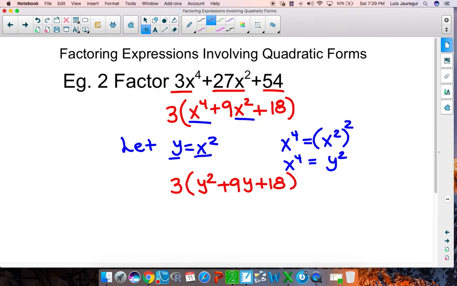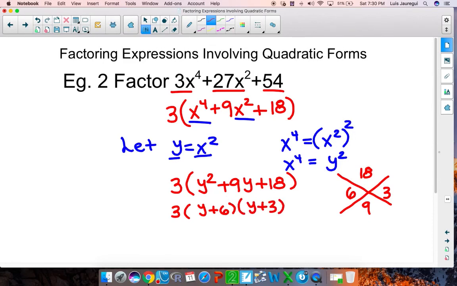Now we're going to use our previously known methods. Again, we can use our diamond method to factor this expression. We're going to have 18 and 9. We're looking for factors of 18 that add up to 9. If we think a little bit, we realize that's 6 and 3, because 6 times 3 gives you 18 and 6 plus 3 gives you 9. So we can rewrite this as 3 times y plus 6 times y plus 3.